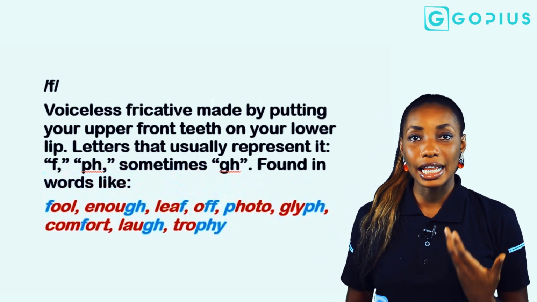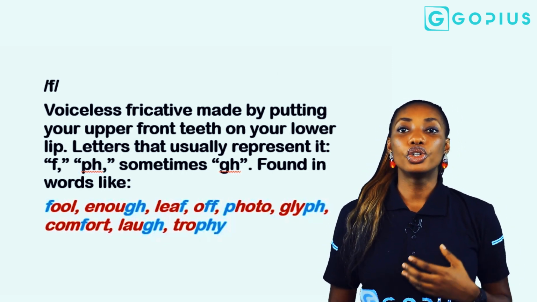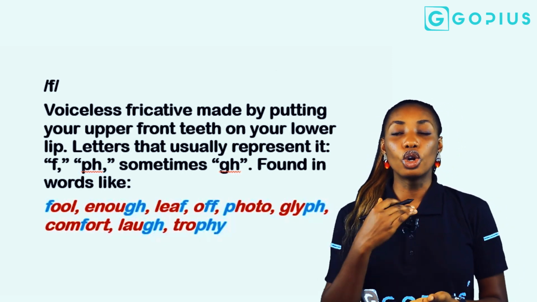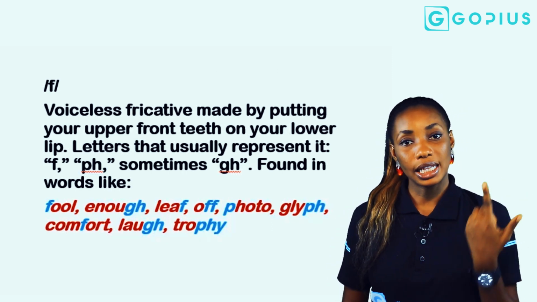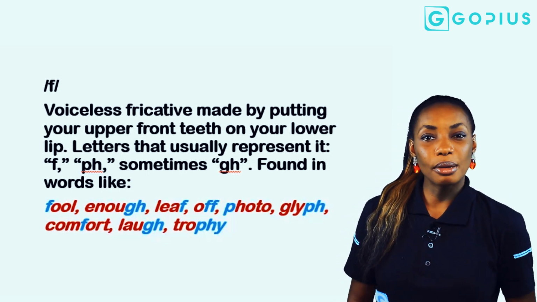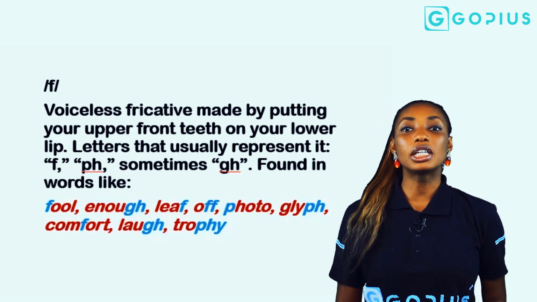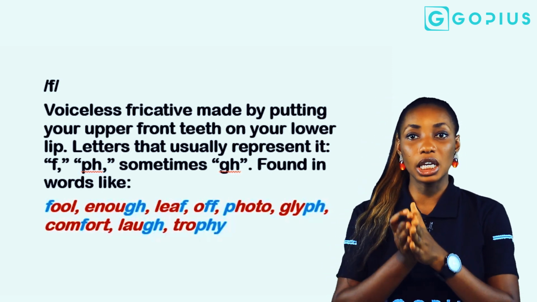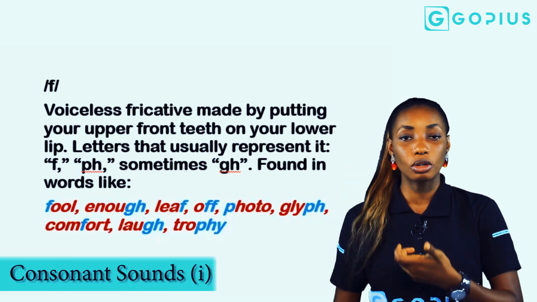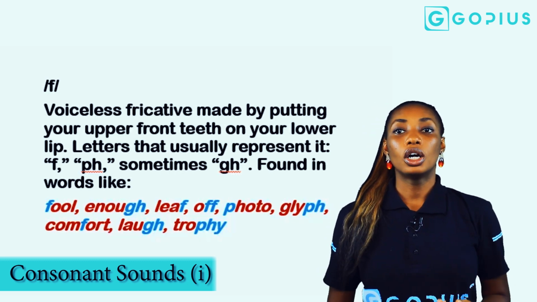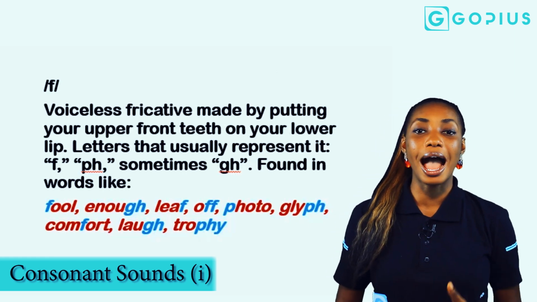The next is the voiceless fricative, made by putting your upper front teeth on your lower lip. Letters that represent it are the letter F, letters PH. Sometimes we also have GH, representing the sound F, found in words like full, enough. We see GH combining together to give us enough. We have leaf, we have off, two F's coming together. We have photo, PH. We have glyph, comfort, laugh, trophy.